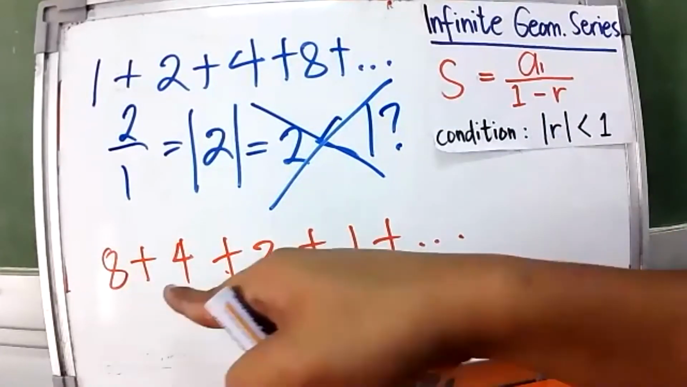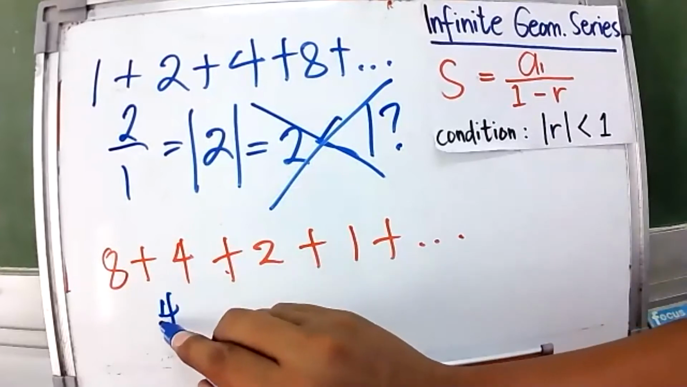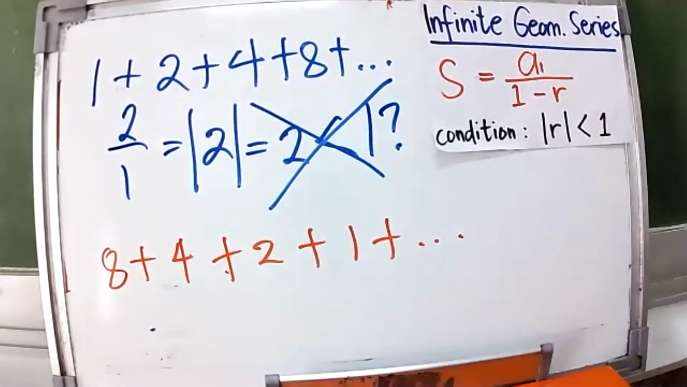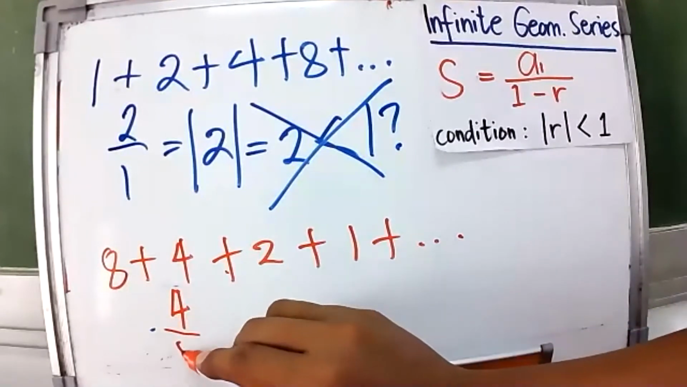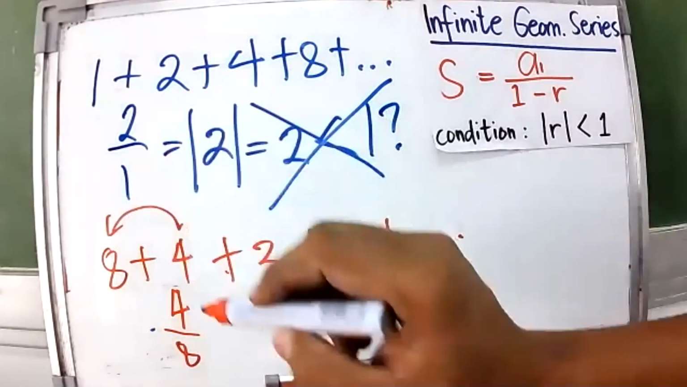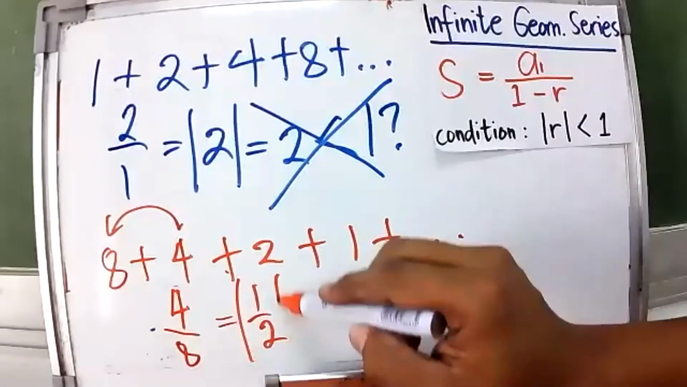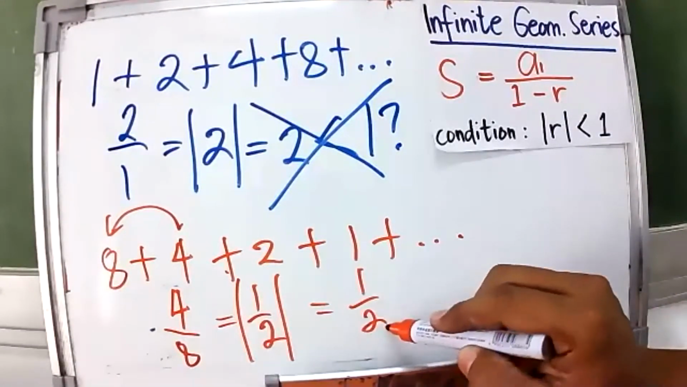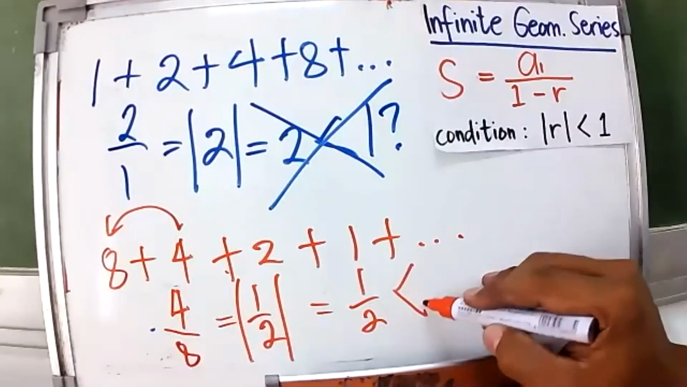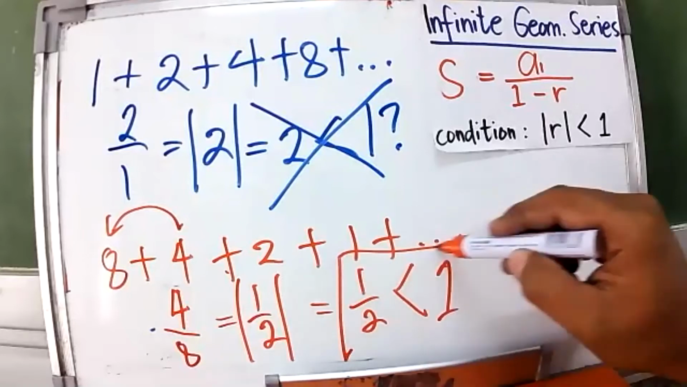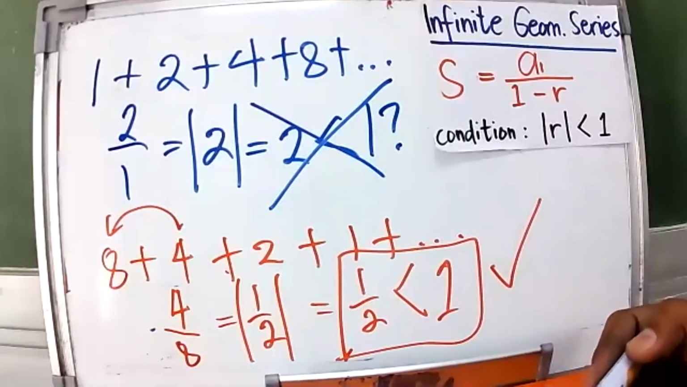Got it? Now, let's try this. 4, let's use red, kasi red ito. We have 4 over 8, divide. The answer is 1/2. Okay? Absolute value of 1/2, that is 1/2 still. Is 1/2 less than 1? Yes. So, therefore, this one has a sum.